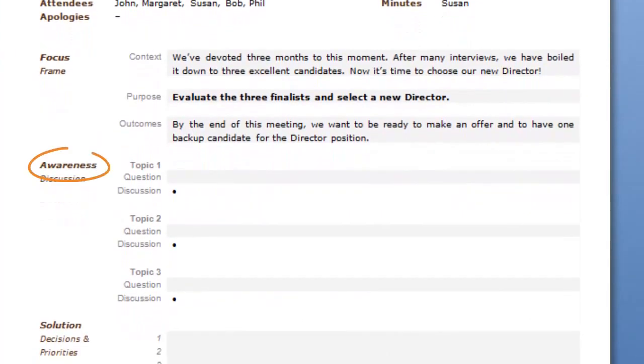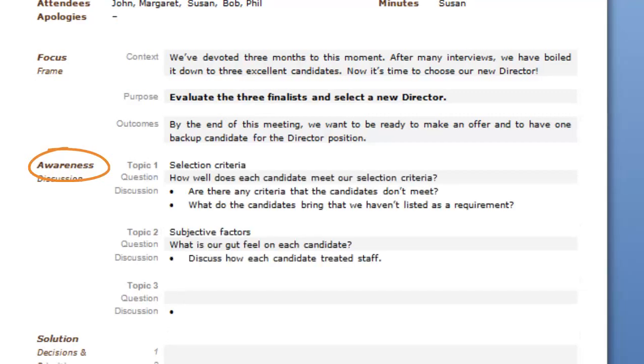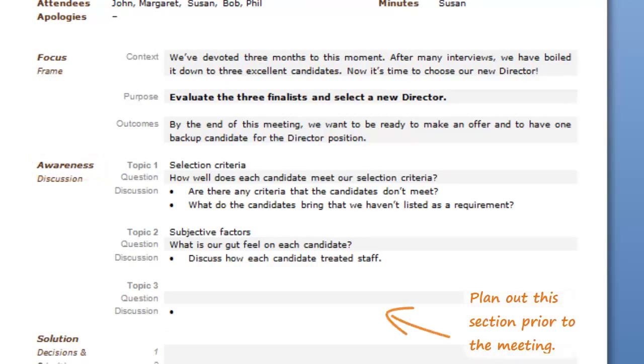The second section of the meeting, awareness, is the body of the meeting. Most agendas are just a list of topics, which can be as brief as 3 or 4 word headings. This does not support prior preparation or thinking, as topic titles are relatively meaningless until the meeting begins. For best results, plan out the awareness section before the meeting.